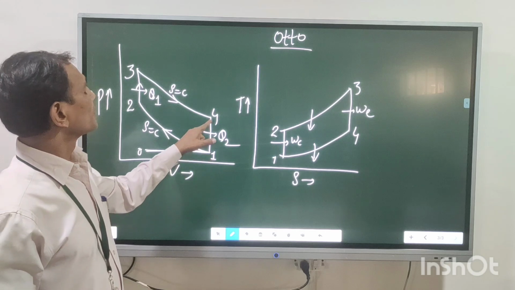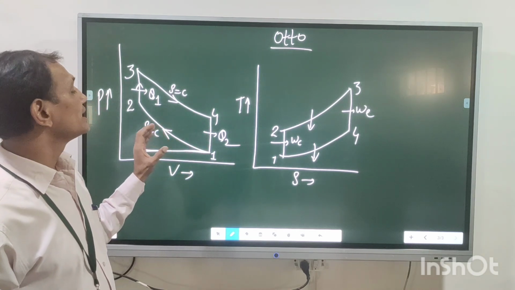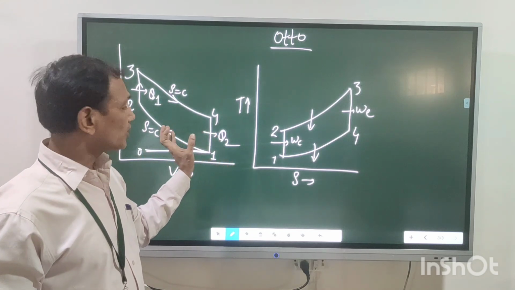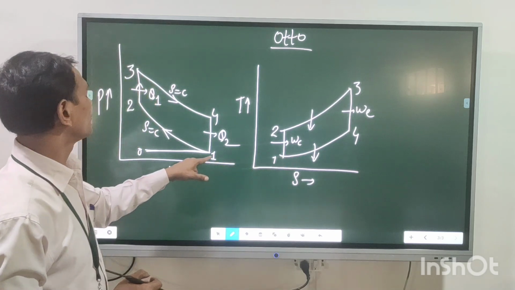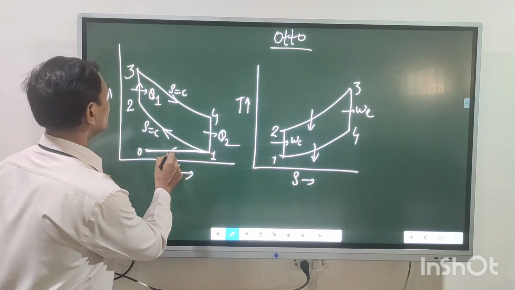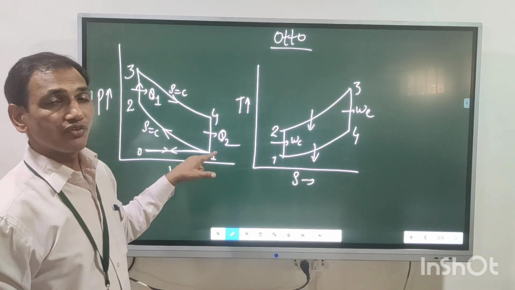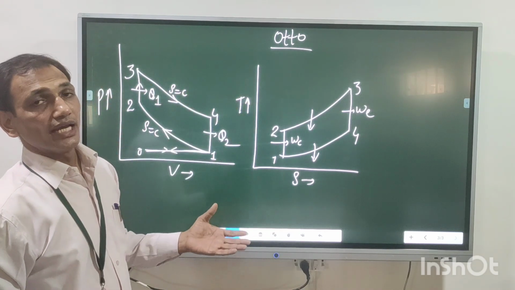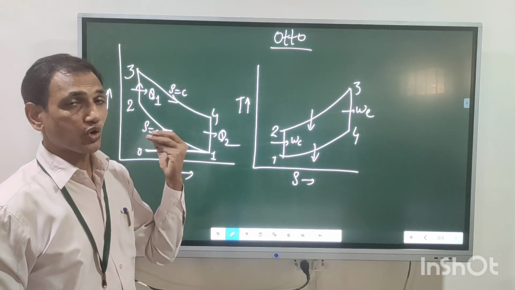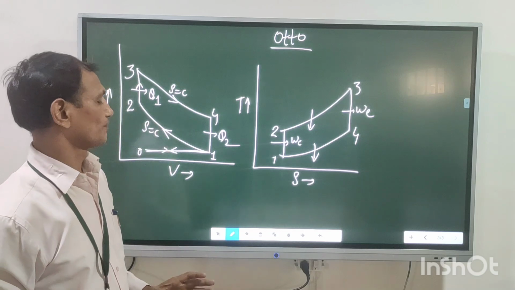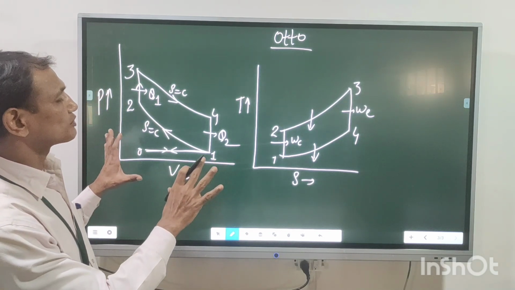4 to 1 is the blow down process. Some heat is extracted instantaneously, and here Q2 heat is rejected. And once again 1 to 0 is the exhaust stroke. Here the burnt fuel exits with the help of the exhaust valve, which is open during the exhaust stroke. Now this is the PV and TS diagram of the Otto cycle.